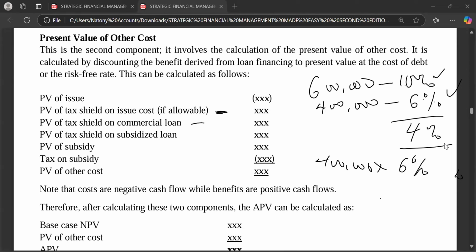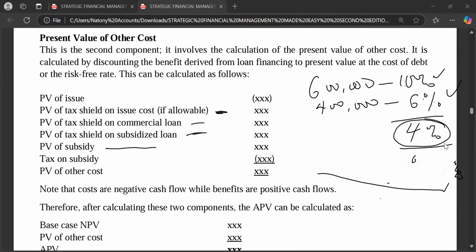Then you now factor in the tax benefits, times what? 30%. So that gives you the tax shield on the interest on the subsidized loan. Then what is the subsidy? The subsidy is this 4%.